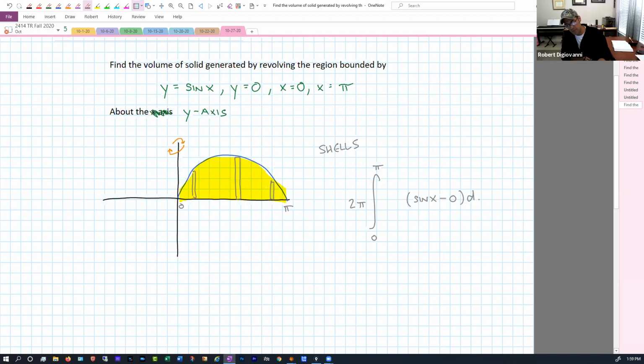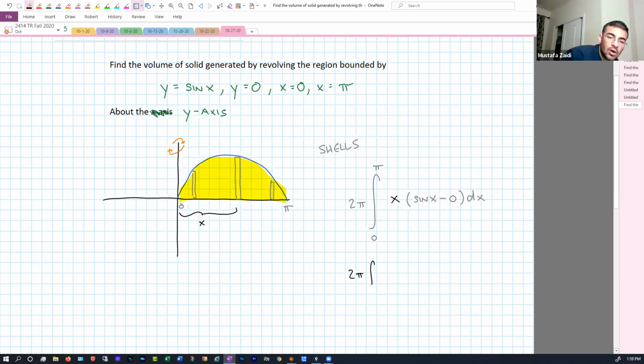dx. But I'm missing one thing. The x. I'm missing the distance from here to our rectangle, which is x. Don't forget that x. That x goes here. So basically 2 pi integral, 0 to pi of x sine x dx. Okay, what was your question?